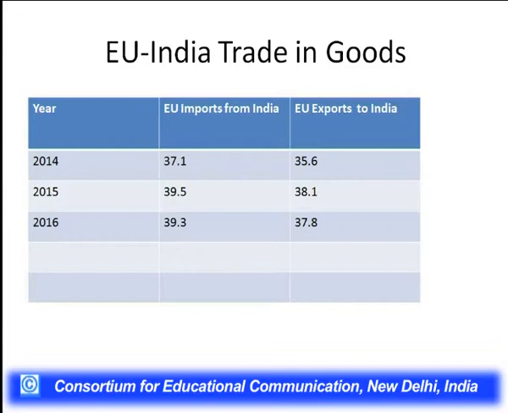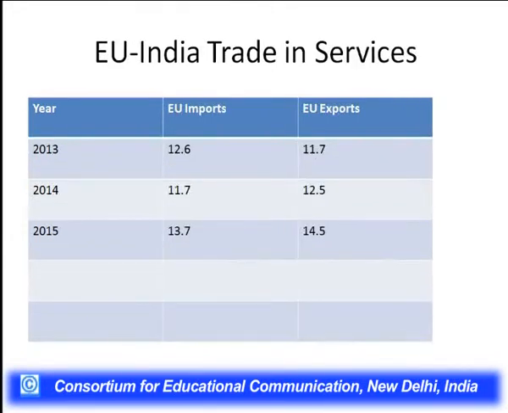This gives you the figure of European Union-India trade in goods. I'm talking about just goods here, not the services, not the FDI, etc. If you see the imports from India to the European Union in 2014, it was 37.1, and the export was 35.6. This was gradually increasing, and in 2016 it went up to 39.3 billion euros. And EU imports, it was 12.6, and it also went up to 13.7 in 2015, and import, which was 11.7 billion euro, also went up to 14.5 billion euros in 2015.